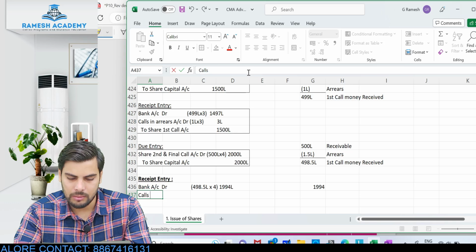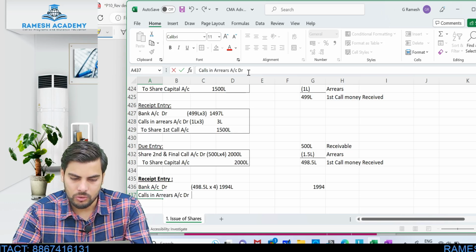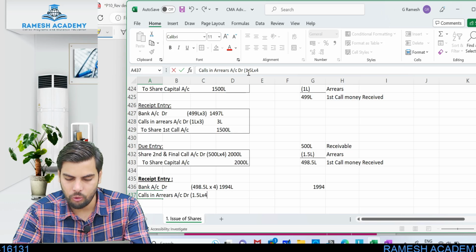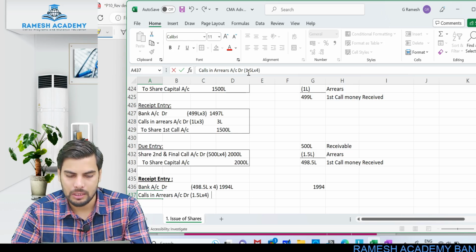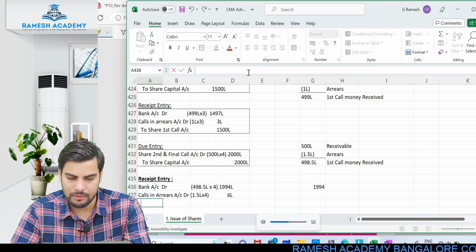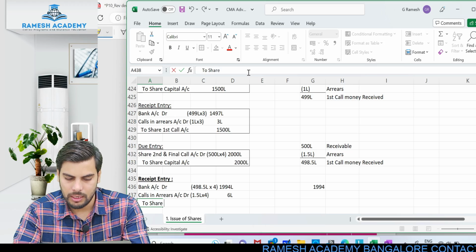Okay, so then comes calls in arrears. So calls in arrears account debit. So to the extent of 1.5 lakh shareholders, they did not pay 4 rupees. Okay, so this would be how much? This would be to the extent of 6 lakh. Okay, so calls in arrears would be 6 lakh, to share second and final call account.